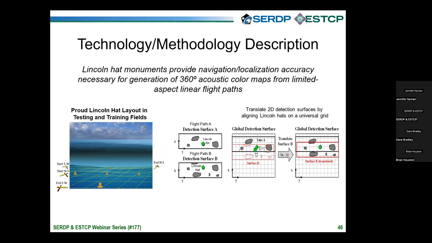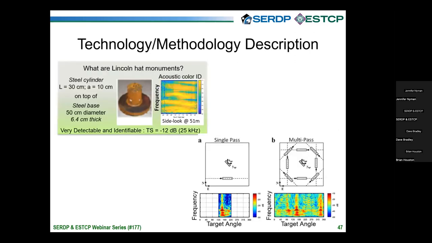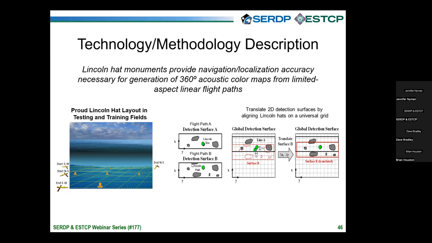So in slide 46, I want to introduce quickly an idea that we implemented initially, which was to use fiducials. That is, we have structural acoustics devices that we put on the bottom when we start a survey. And these are, as shown in slide 47, called Lincoln hats because of what their geometry is. These are steel cylinders about 30 centimeters long and about 10 centimeters in radius, along with a flat bottom steel disc. These go on the bottom, they stay there, and we use them as fiducials to be able to take multiple scans, pieces of cloth, if you will, and stitch them together very precisely in a sub wavelength way.